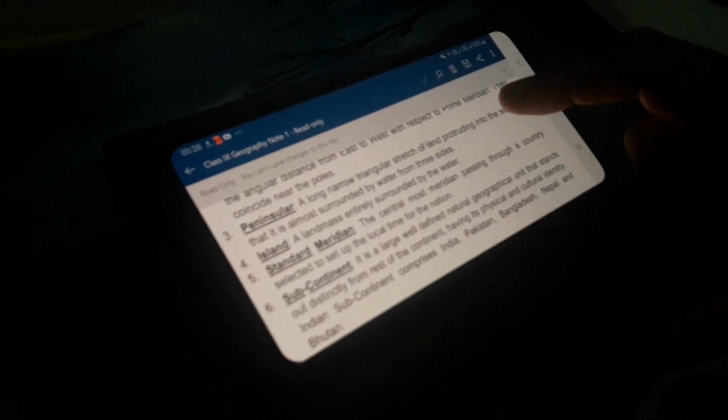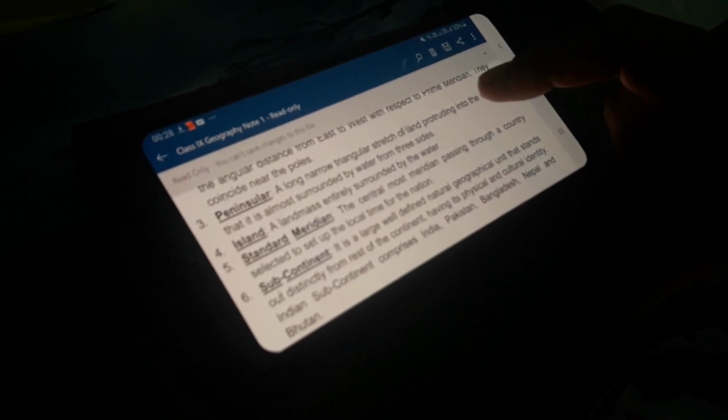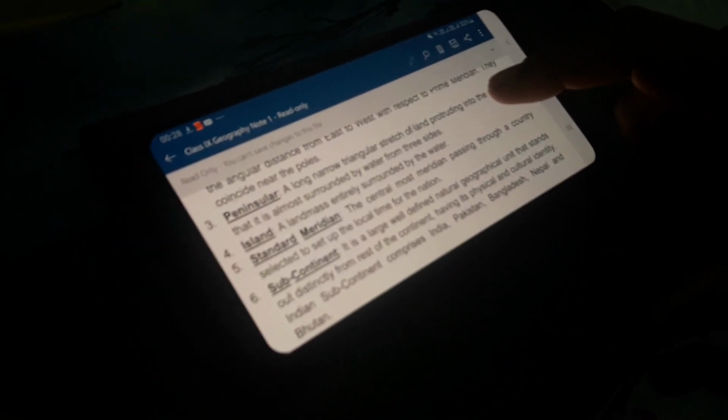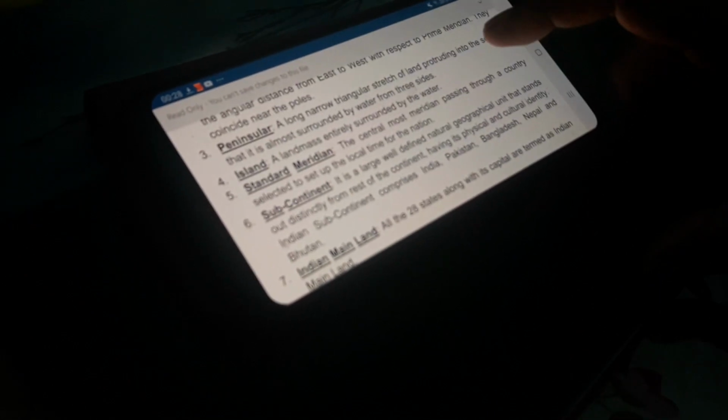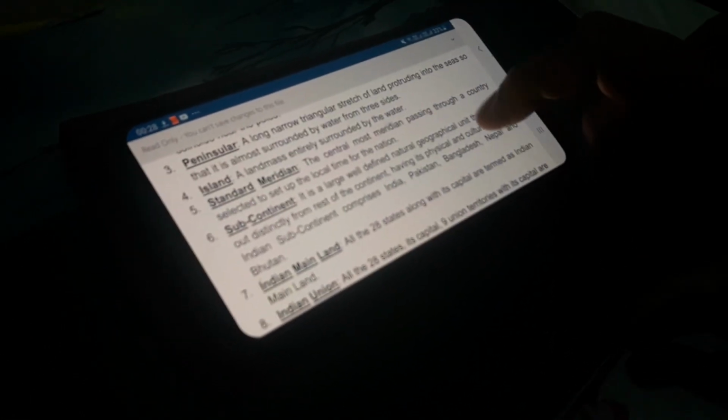Similar to that, the next term is island. When an entire landmass, whatever its size or structure, is surrounded by water, meaning the sea or the ocean or saline water, that landmass is termed an island.